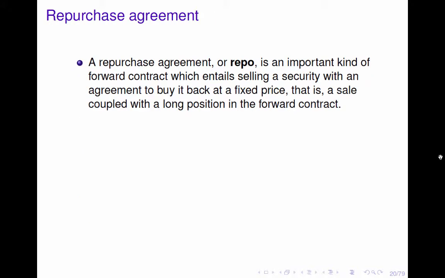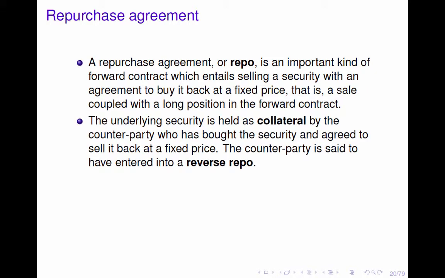Let's first introduce a simple interest rate forward contract, repurchase agreement. A repurchase agreement, or repo for short, is an important kind of forward contract which entails selling a security with an agreement to buy it back at a fixed price. That is, a sale coupled with a long position in the forward contract. The underlying security is held as collateral by the counterparty, who has bought the security and agreed to sell it back at a fixed price. The counterparty is said to have entered into a reverse repo.